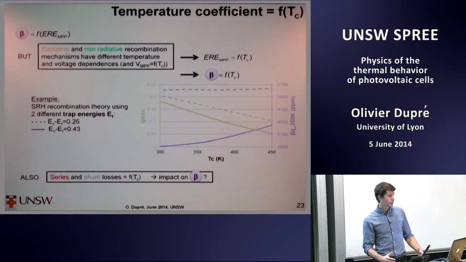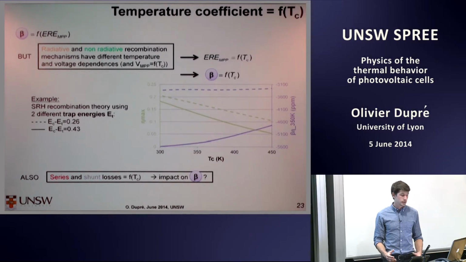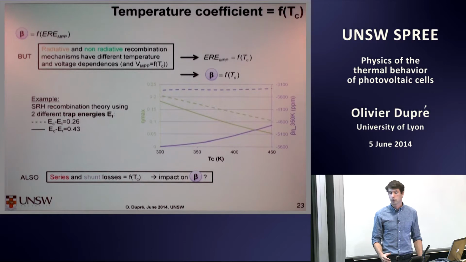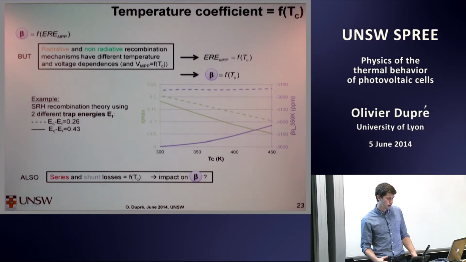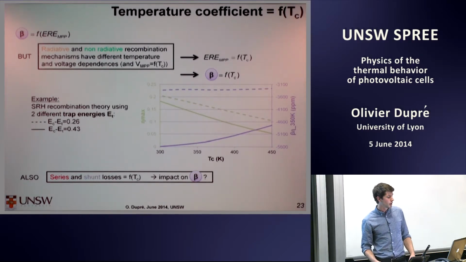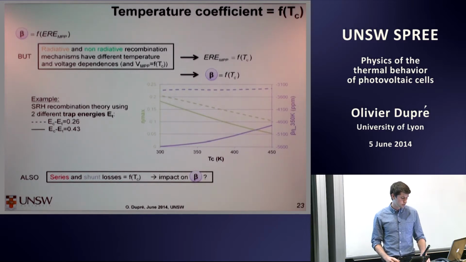There are also other things that could complicate the analysis. There could be series and shunt losses that are a function of temperature, and they can have quite an important impact on the temperature coefficient, as is particularly obvious for experimental devices whose series and shunt resistances are quite important. They can have temperature coefficients that are hard to explain.